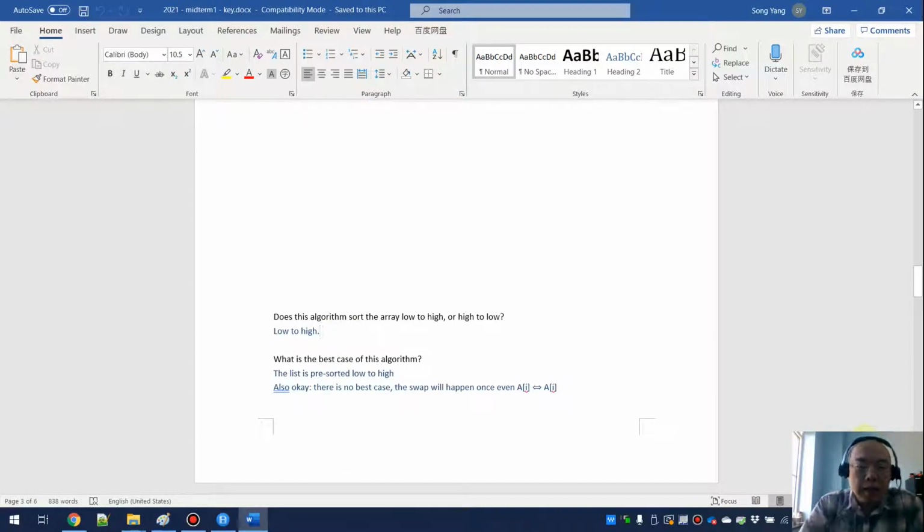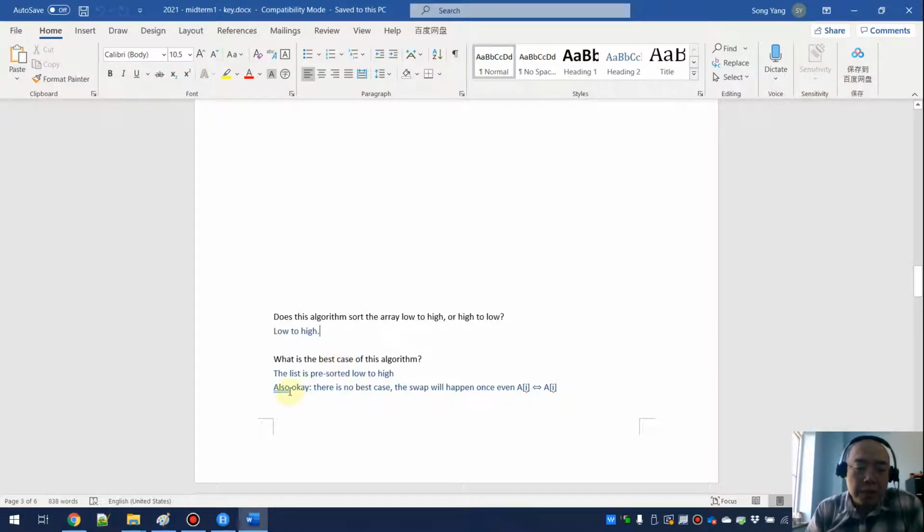Does this algorithm sort the values low to high or high to low? The answer should be low to high. And what is the best case of this algorithm? Well, it is O(n squared). This means there are two possible answers. It is O(n squared) guaranteed, and if the list is pre-sorted low to high, that's a best case.